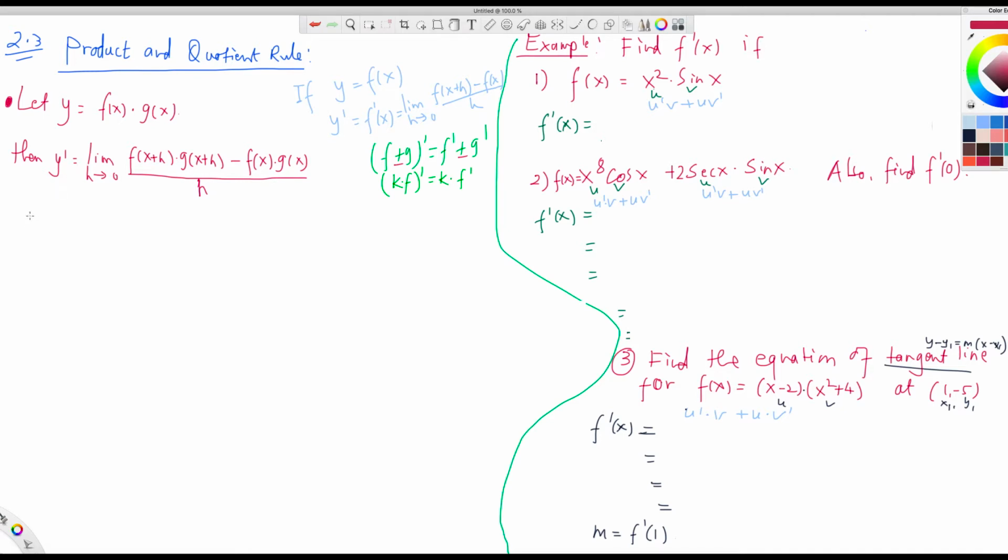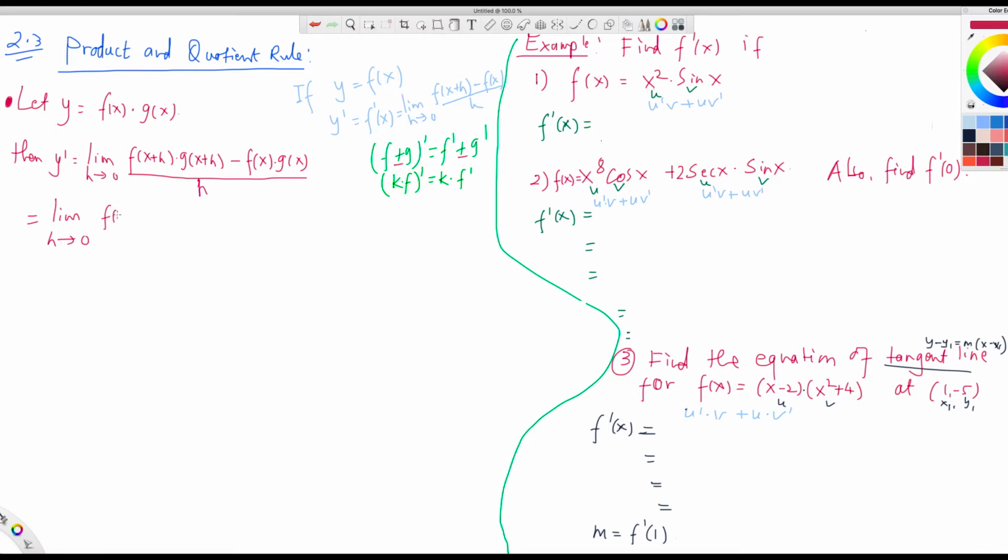What I'm going to do here is use the limit definition. When you are finding the derivative, it is the limit as h tends to 0, where all the x in this function will be replaced by x plus h, and then minus, and just write down the original one. To find the derivative of this, y prime is the limit as h tends to 0 of f of x plus h times g of x plus h, minus f of x times g of x, divided by h.